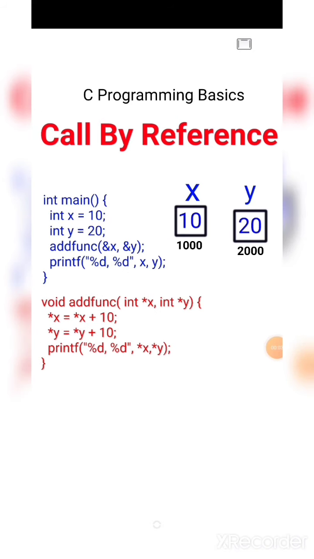In this example, inside the main function, we have defined two variables x and y. 10 is the value of the x variable and 20 is the value of the y variable. 1000 is the address of the x variable and 2000 is the address of the y variable. An address to a variable gets assigned whenever memory to the variable is created, and this memory will be created when we define a variable inside the program.